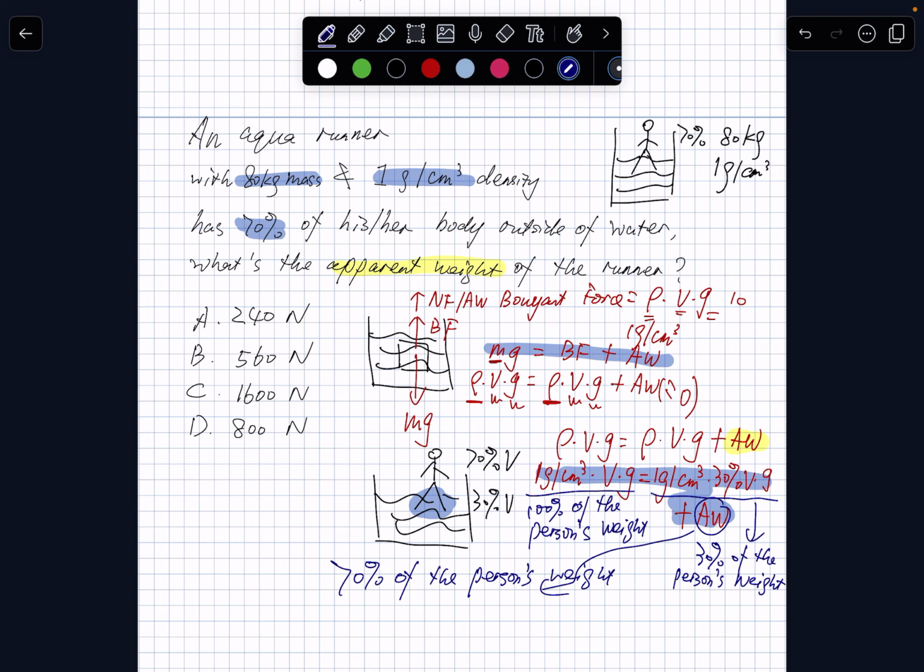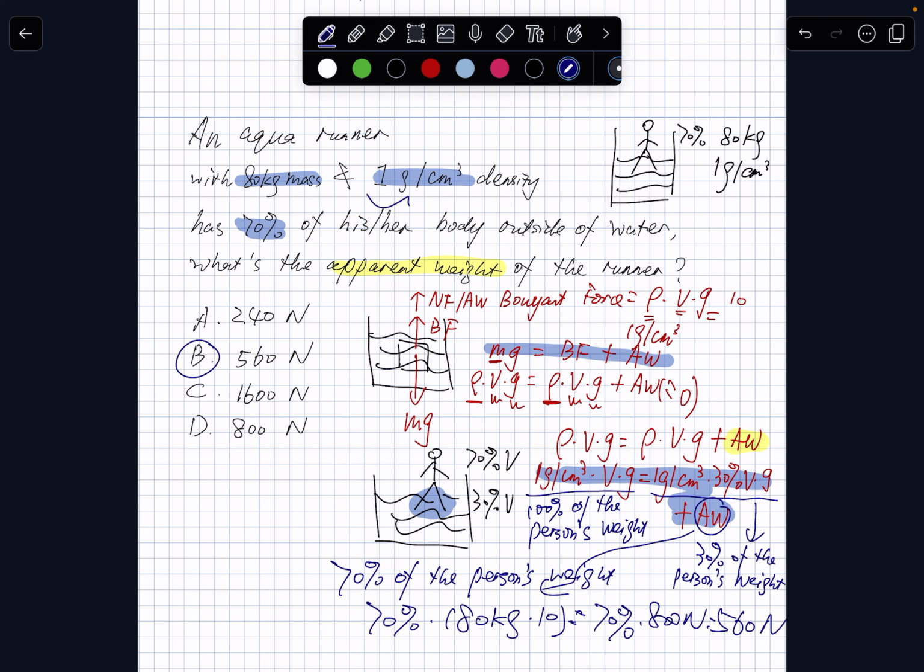Okay, so what is 70% of the person's weight? It's simply 70% times 80 kilograms times 10. That gives me 70% times 800 Newtons, and that's 560 Newtons, right? My answer will be B, okay? I hope that's helpful, and I hope you got the right answer.